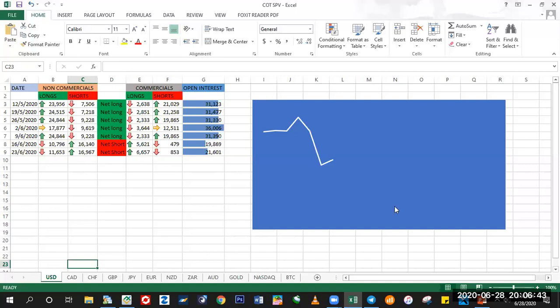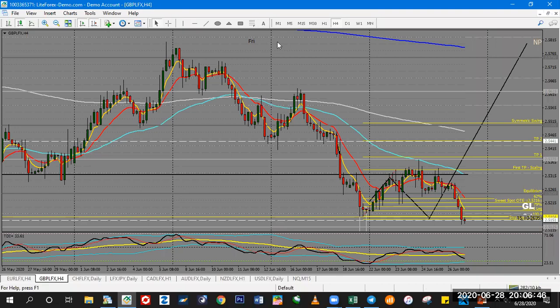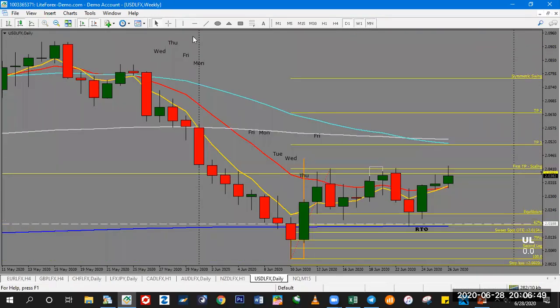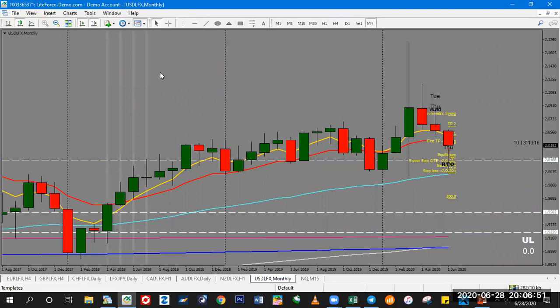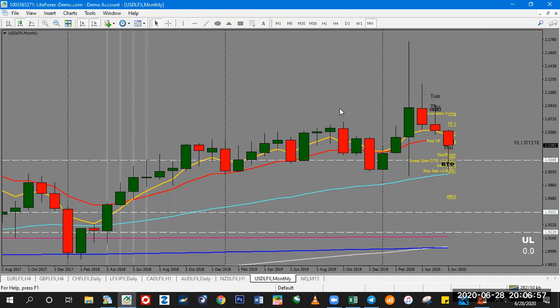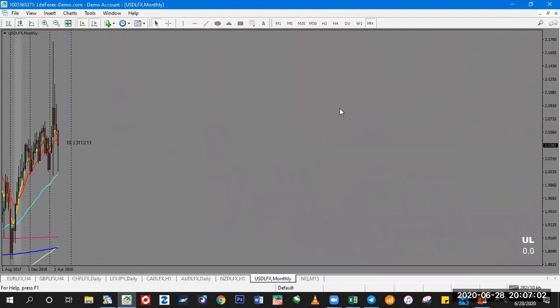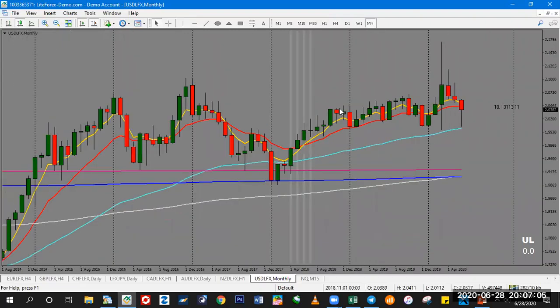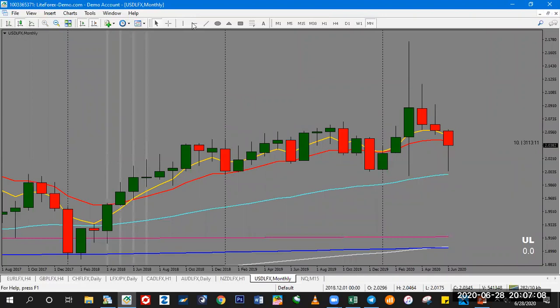So let's go to the dollar index and do our analysis. So I will start with the monthly here. Let me load the template here. So from the monthly, this candle here is not closed. Yeah, so we have 2 days for it to trade and close. But we see a bounce here.